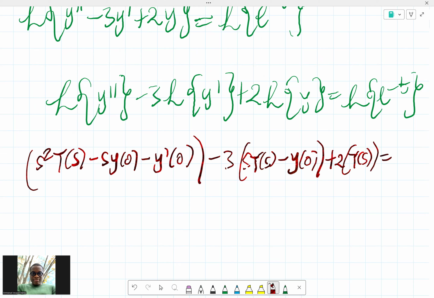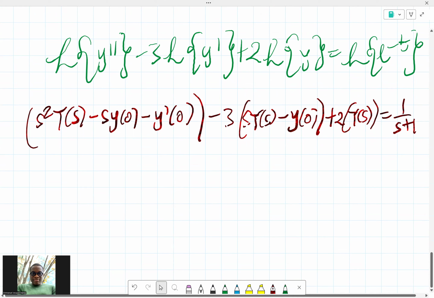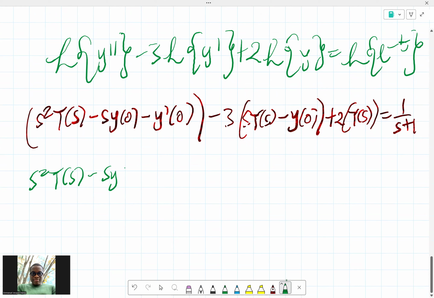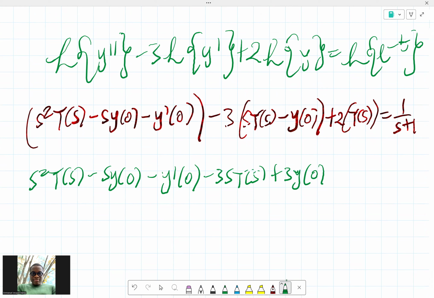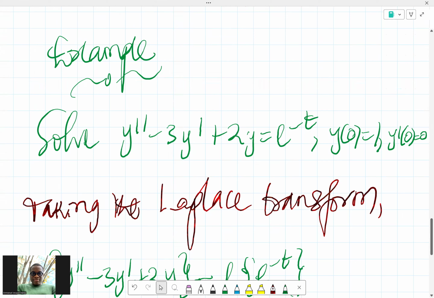And for e raised to power minus t, of course, the rule is that's e raised to power minus 1t. That's 1 over s plus 1 already. So let's tidy things up. Let me take the pain to just write things out. s squared y of s minus s y of 0 minus y prime of 0 minus 3s y of s plus 3y of 0 plus 2y of s is equal to 1 over s plus 1. But we already know y of 0 is 1, y prime of 0 is 0.